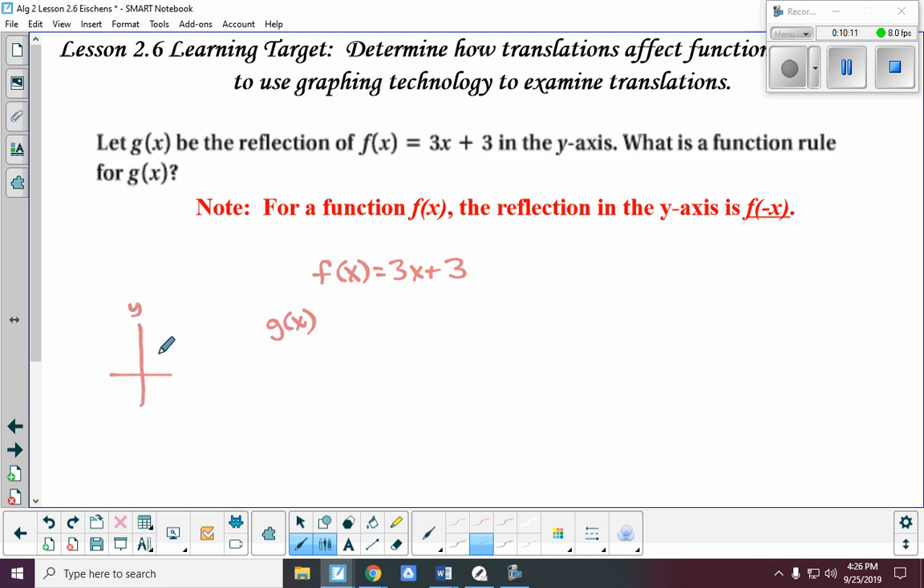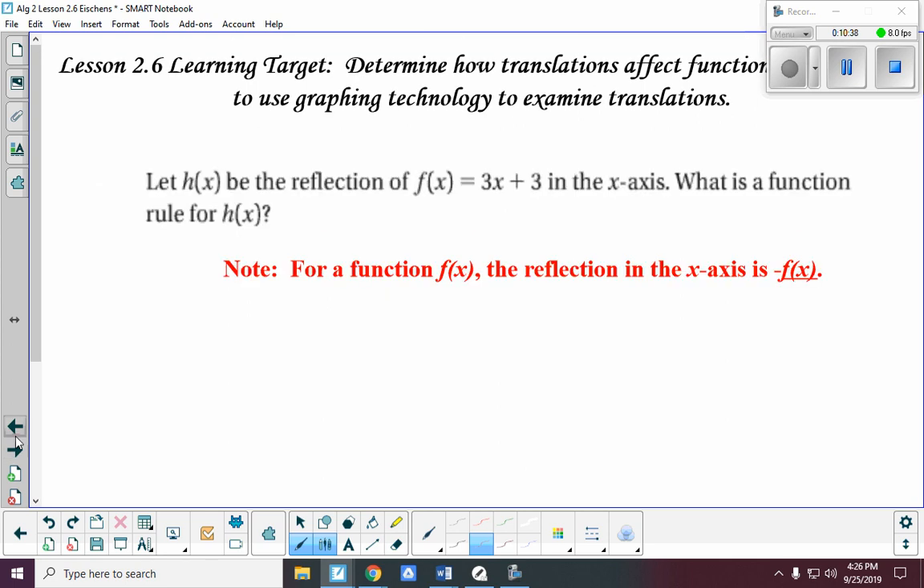So if we reflect over the y-axis, that means the x's are going to change. So we have to put in a negative x, which means you take this function and instead of positive x, you substitute in a negative x. And then just simplify that, so that would be negative 3x plus 3, and that's your answer. All right, next one says, let h of x be the reflection of f of x equals 3x plus 3 in the x-axis.